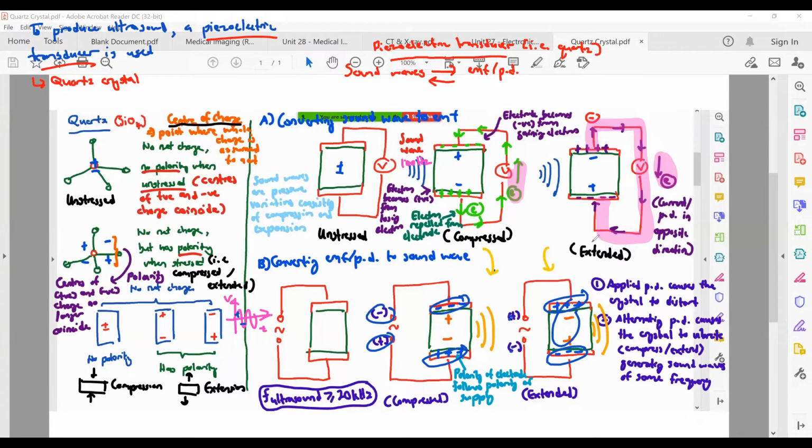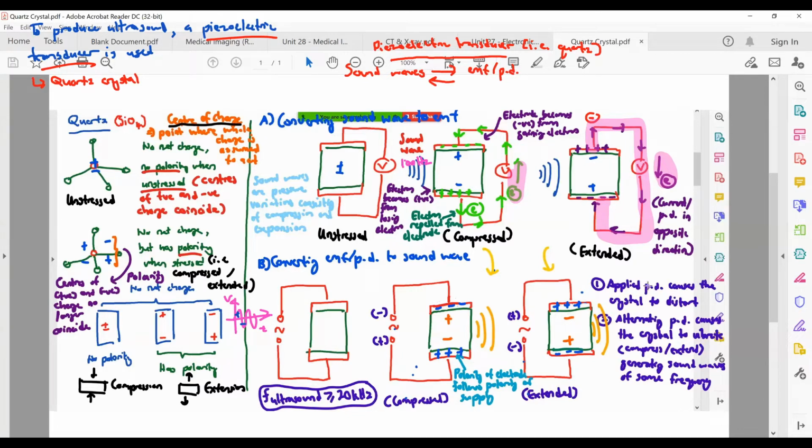So this one is equivalent to the crystal being extended. If your alternating voltage is continuously changing polarity, you notice that your crystal is continuously compressing and extending. It's actually vibrating. It is compressing at one end, it's extending in one end. So when your crystal is compressing and extending continuously, is vibrating continuously, it will now produce sound waves. In this way, you've actually caused PD to produce sound waves. This is one way in which you'll produce ultrasound.